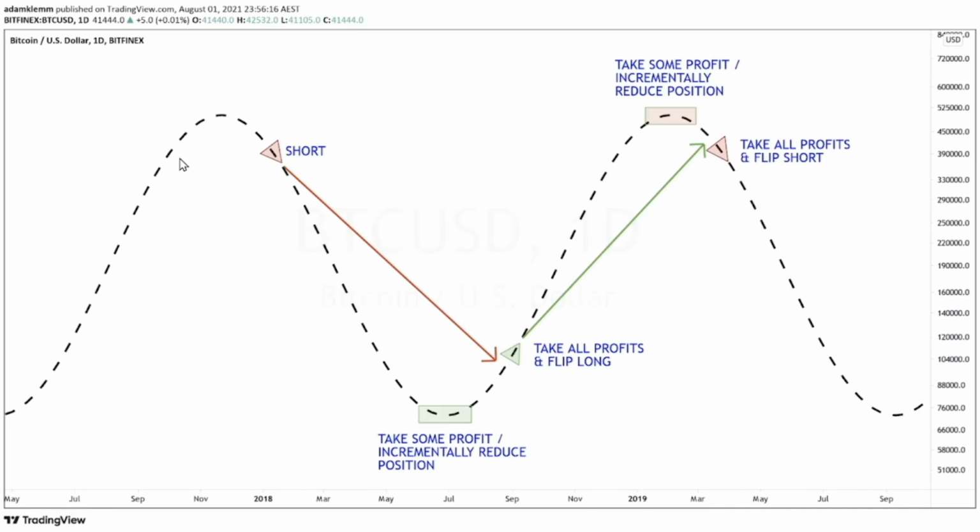This process, in theory, repeats to infinity, and you can see that what we're trying to do is capture all of the move at all times forever. So we're constantly exposed to some form of profit-making opportunity as the market goes up and down.